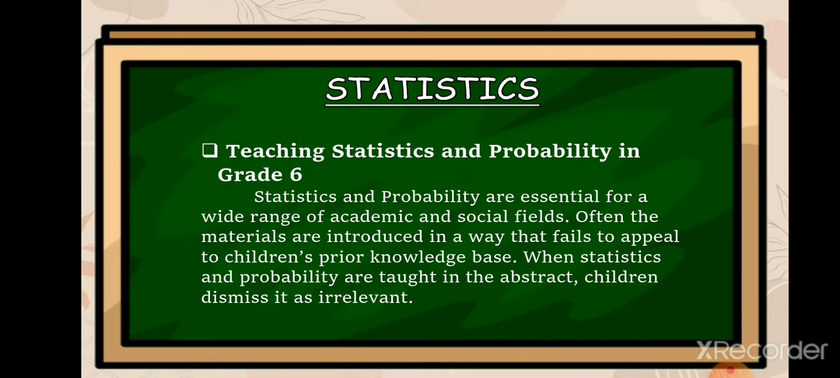Teaching statistics and probability in grade 6. Statistics and probability are essential for a wide range of academic and social fields. Often, the materials are introduced in a way that fails to appeal to children's prior knowledge base. When statistics and probability are taught in the abstract, children dismiss it as irrelevant.